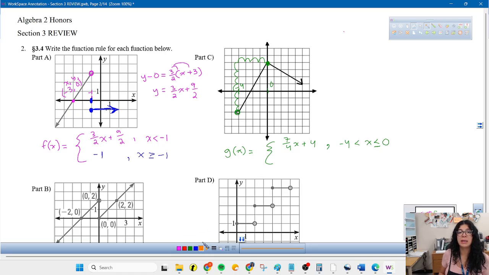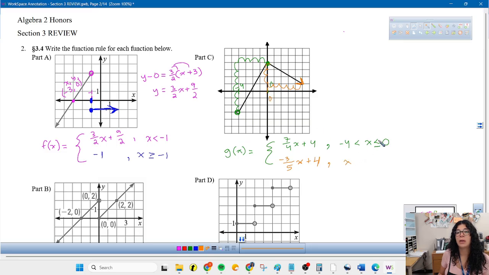Then my second line is this one right here, which has a slope of down 1, 2, 3, run 1, 2, 3, 4, 5. So the slope is -3/5 on that one. And the y-intercept is at the same spot at 4. Now I'm using this line. Notice that there's an arrow on the right, so I'm using it to the right of the x value of 0.